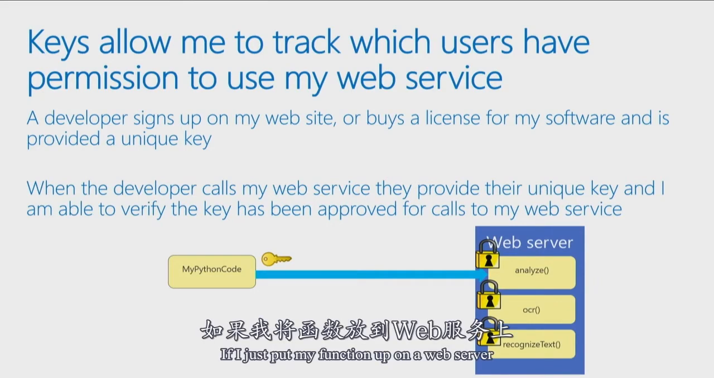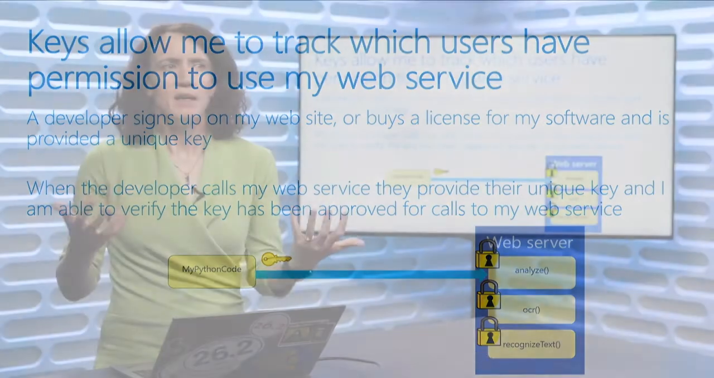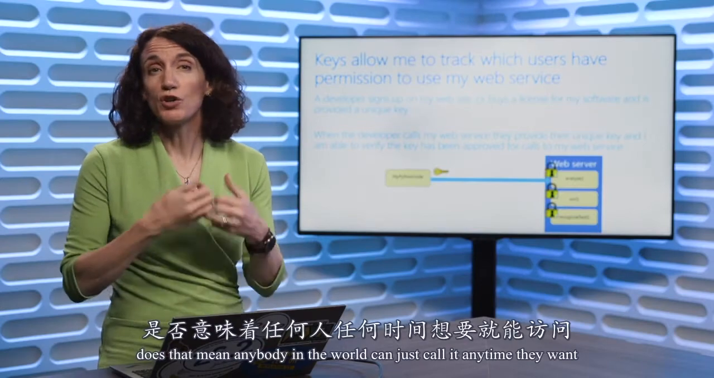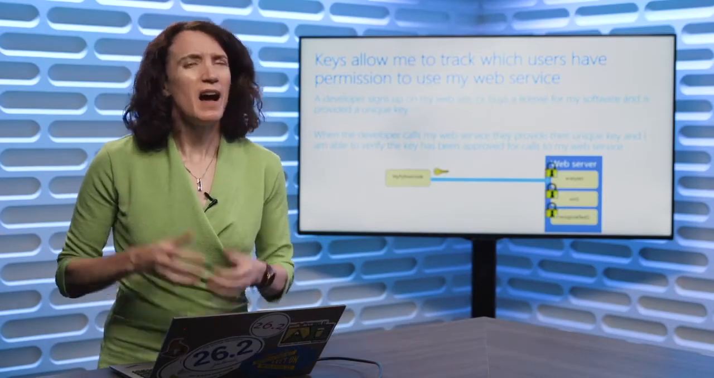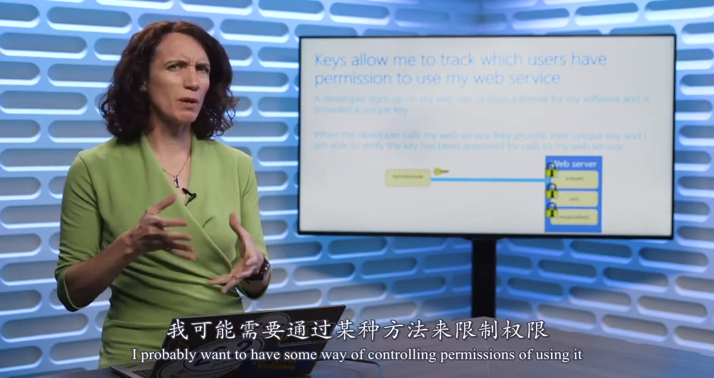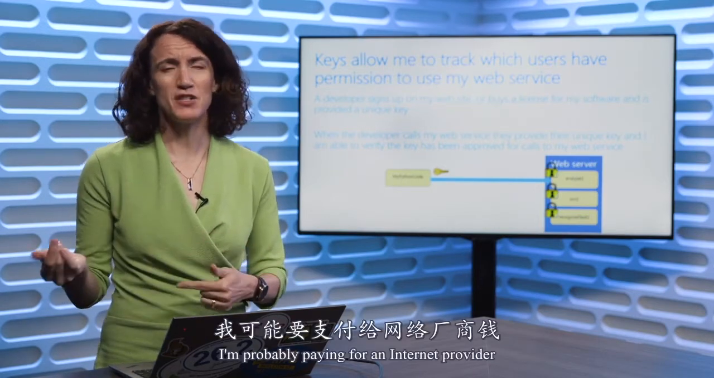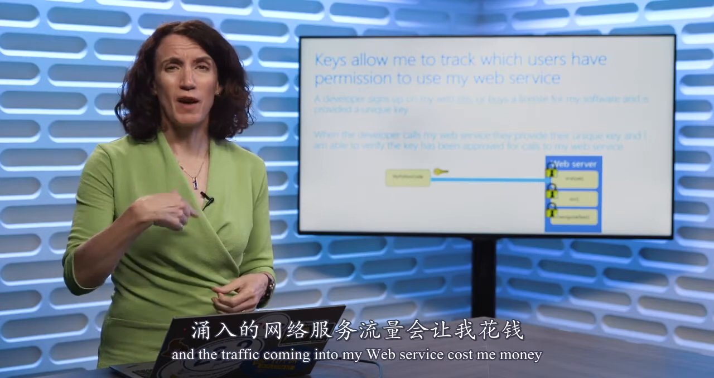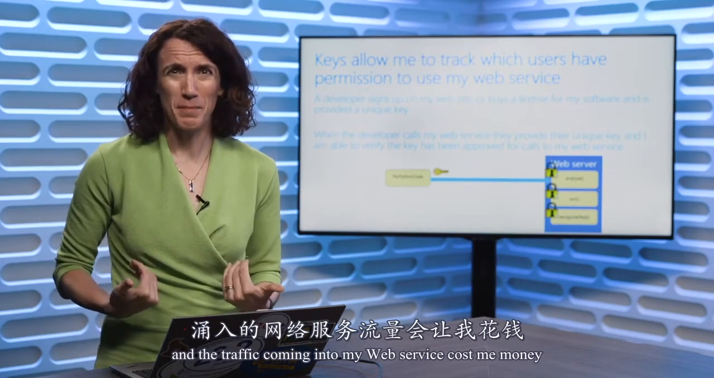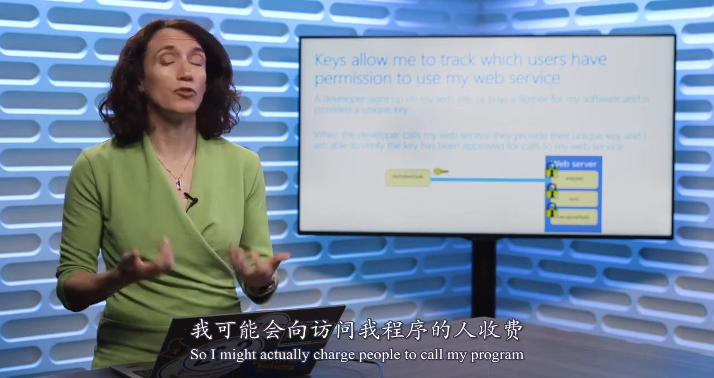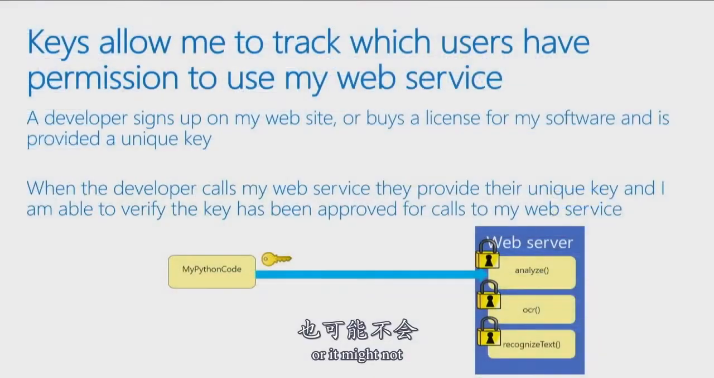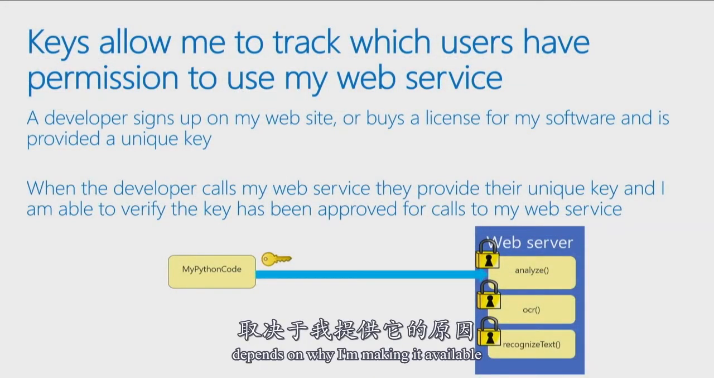Now, here's the other interesting thing. If I just put my function up on a web server and put out the address, does that mean anybody in the world can just call it anytime they want? I probably want to have some way of controlling permissions of using it, because if nothing else, I'm probably paying for an internet provider, and the traffic coming into my web service costs me money. So I might actually charge people to call my program. Or I might not. I might make it available for free. Depends on why I'm making it available.